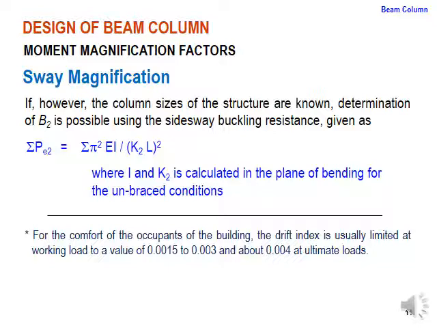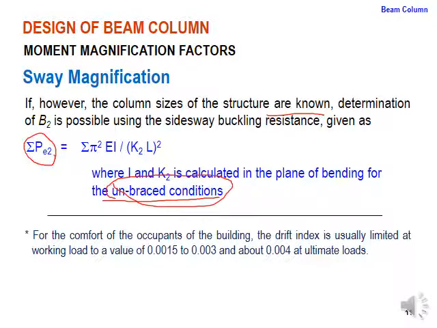So in the last slide, whatever I have told you, if the column sizes of the structure are known before calculating the sway magnification factor, then you can calculate your B2 using the same equation, but the P_E2 formula can be replaced by sigma pi squared EI over (K2 L) squared, where I and K2 are calculated in the plane of bending for the unbraced conditions, meaning sway conditions. If it is braced, there will be no sway. So for the sway condition, K2 is there, so it will always be an unbraced condition.